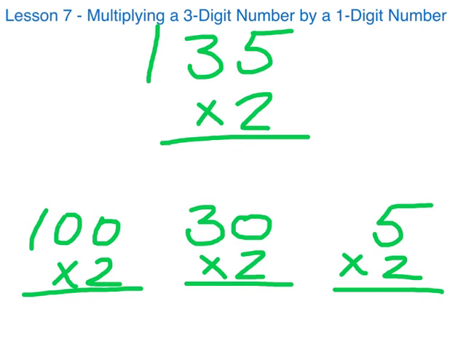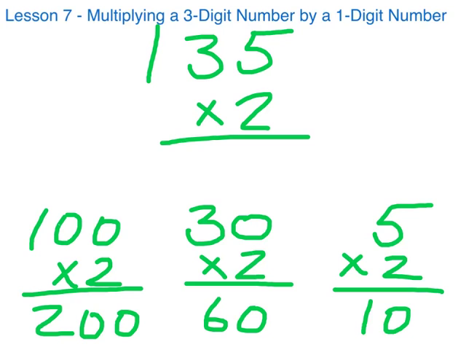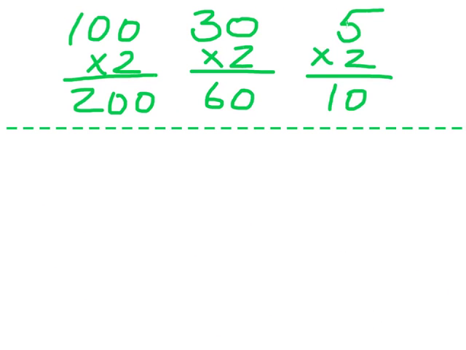So 5 times 2 makes 10, 30 times 2 makes 60, because 2 times 0 is 0, and 2 times 3 is 6. And 100 times 2 we know makes 200. So my next step now is to add up those three answers. So I'm going to take 200, add 60, add 10.